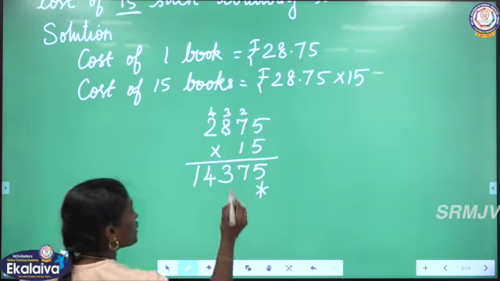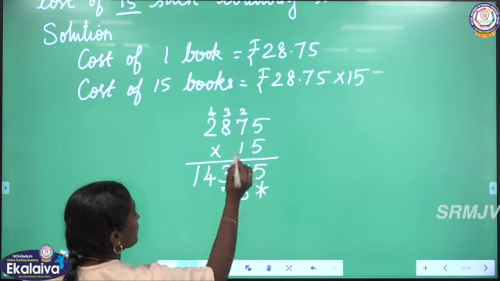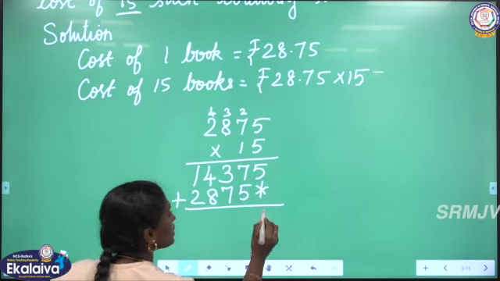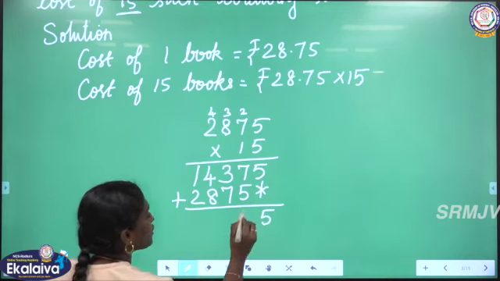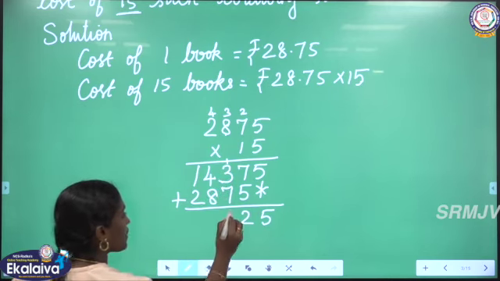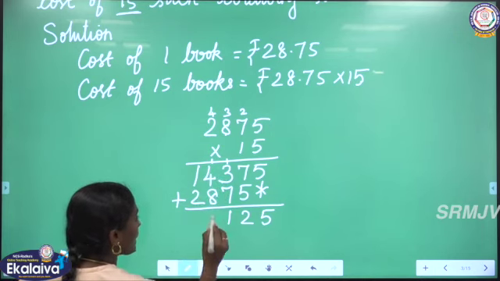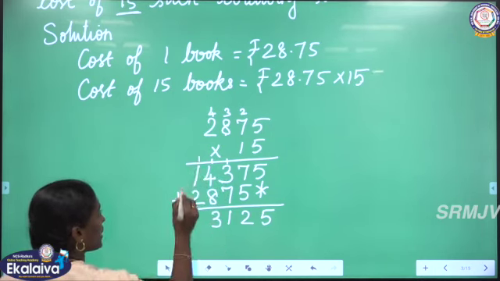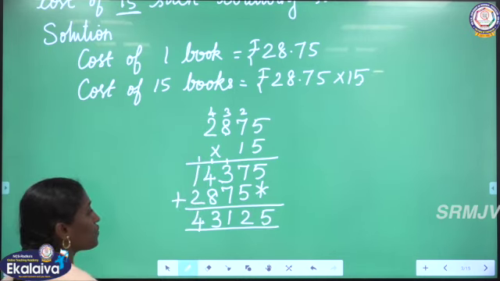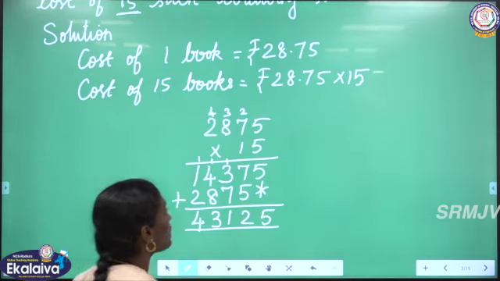Now we have to leave the ones place. While multiplying a number by 1, we will get the same number: 5, 7, 8, 2. Now we have to add these two numbers. Here 5, 7 plus 5, 12, 2 here, 1 carry over. 1 plus 3, 4, 4 plus 7, 11. 1 here, 1 carry over. 1 plus 4, 5. 5 plus 8, 13. 3 here, 1 carry over. 1 plus 1, 2. 2 plus 2, 4. 43,125. This is the product of the whole numbers 2,875 and 15.